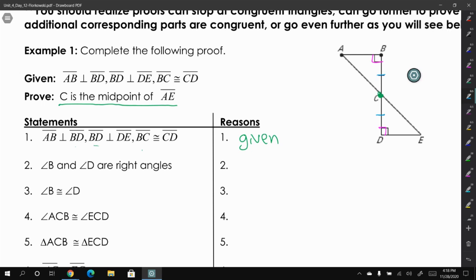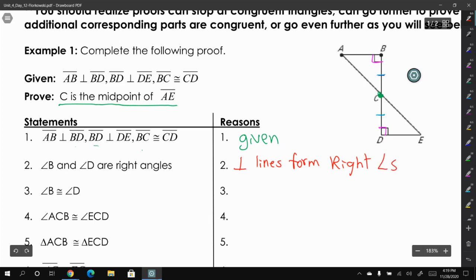Now B and D are right angles. Why can we say that? Well, that's because perpendicular lines form right angles. And then we have angle B is congruent to angle D. Why can we say that? Well, those are the two right angles in our picture. So right angles are congruent.